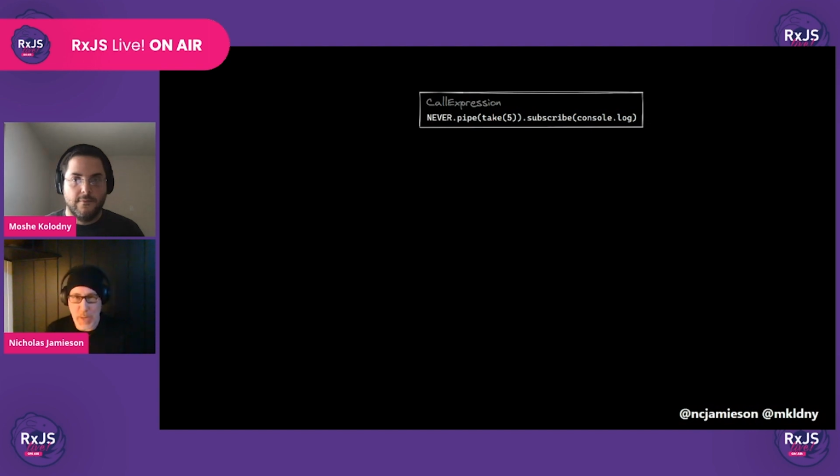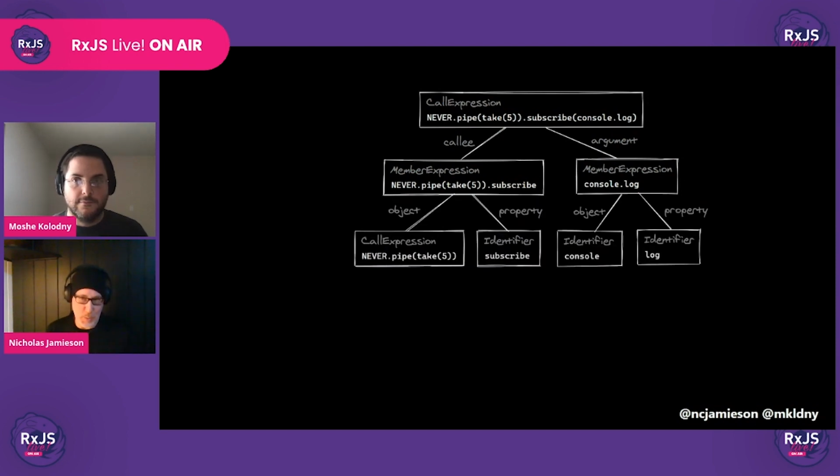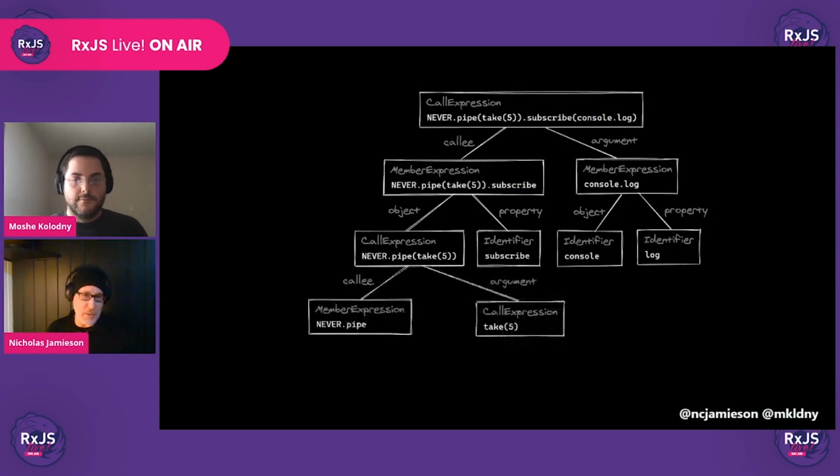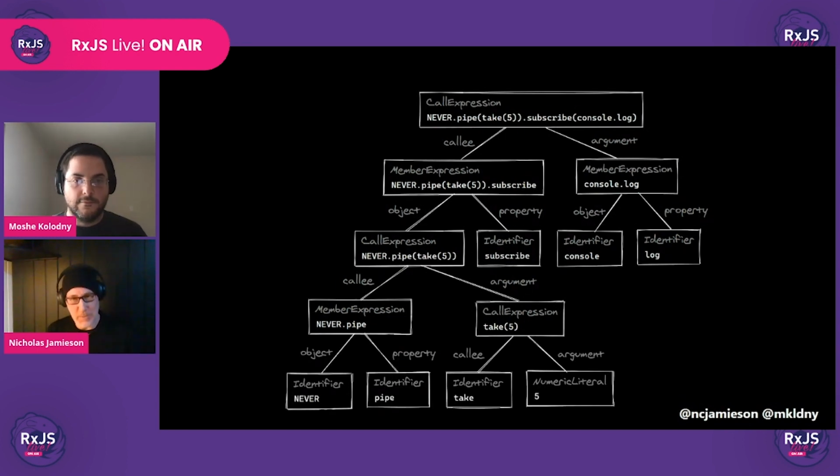So the tree is built by breaking this expression down. The call expression breaks down into a callee, the thing that's being called, and the argument that's being passed. Both of those are member expressions. So subscribe is a property on the observable that's being returned by take, and log is a property on console. So both of those expressions break down into additional nodes. Of those, we've got a call expression, which is the pipe call on never, which breaks further down into the callee and the argument being the take call, callee being the pipe method. And that breaks down, and the call expression for the argument breaks down.